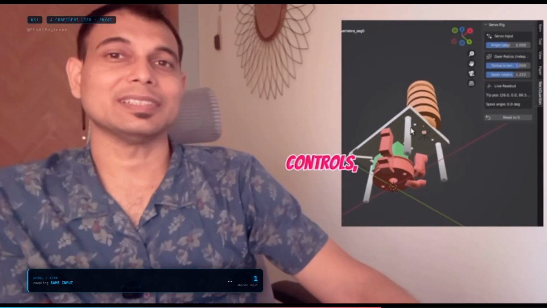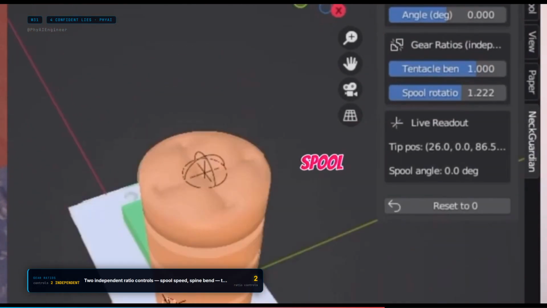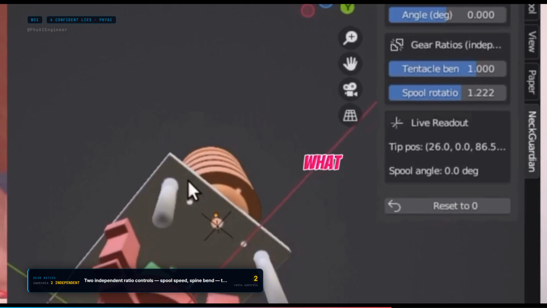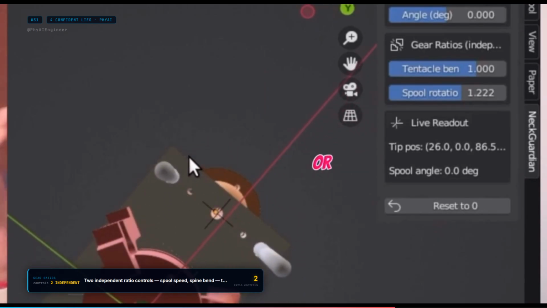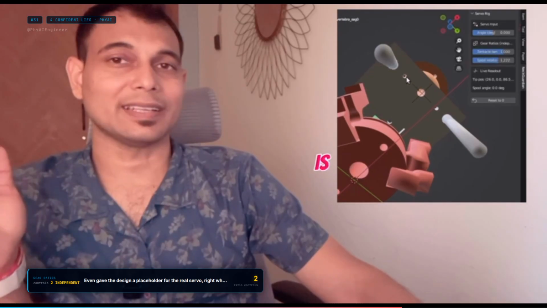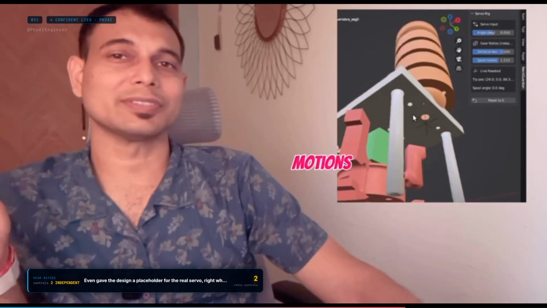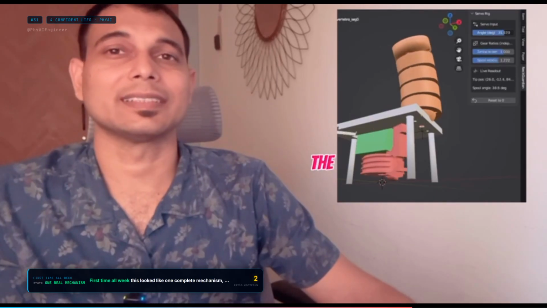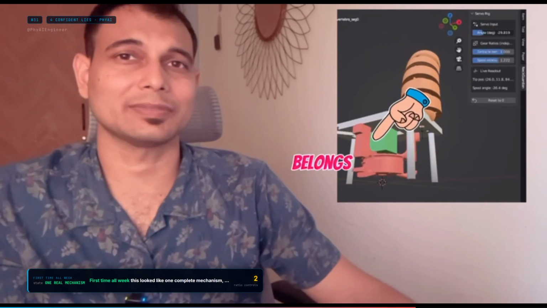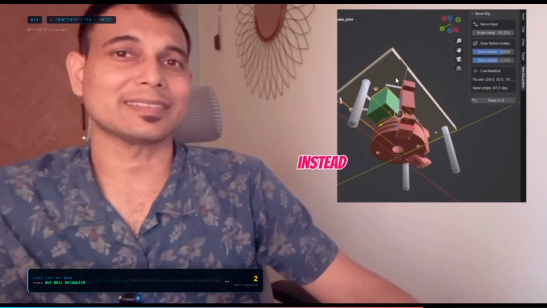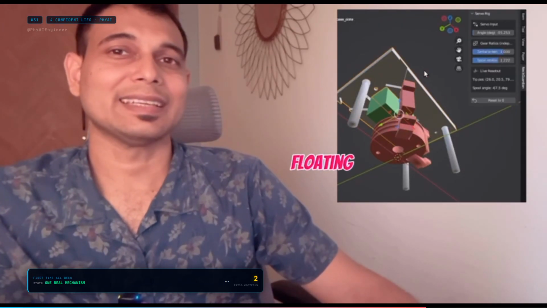And I added 2 independent ratio controls, one for spool speed and one for the spine bend, so I can experiment with completely different ratios before any of the hardware is finalized, without the 2 motions being locked to each other. I even gave the design a placeholder for the servo, right where it belongs. First time all week, this looked like one real, complete mechanism instead of a part quietly floating in empty space.